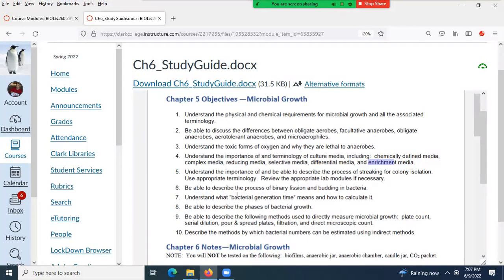All right, be able to describe the process of binary fission and budding in bacteria. Most bacteria reproduce by binary fission, where the cell simply divides in two. A few bacteria grow by budding, and a few, fewer still, grow by forming reproductive spores. I don't know why that's not on here, but you should know reproductive spores.